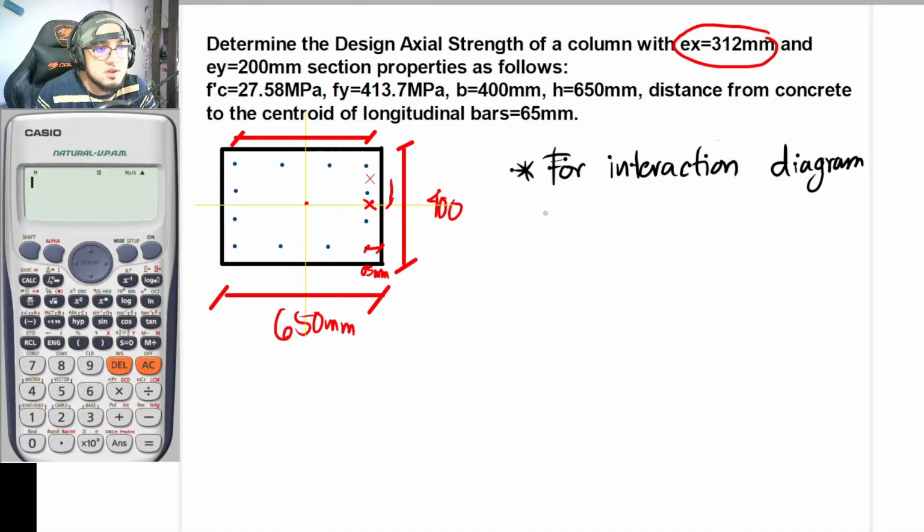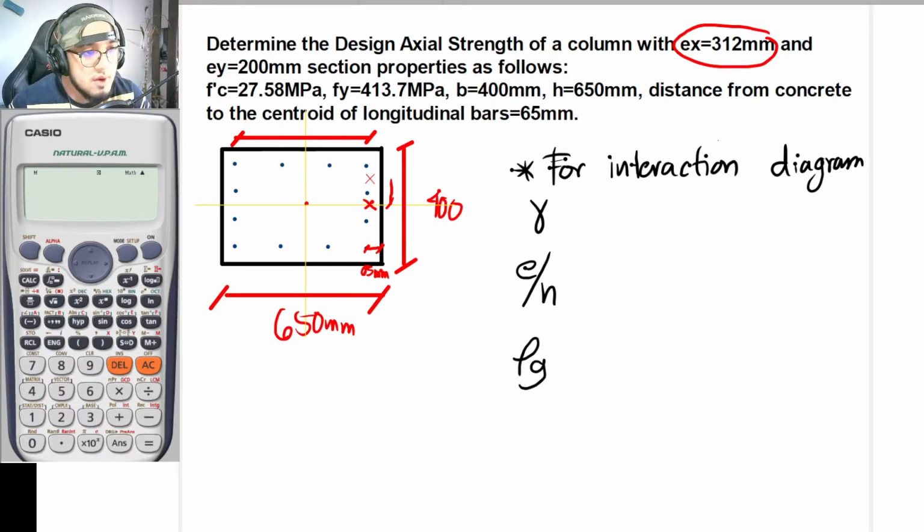So we must solve for our gamma. We must also solve for our E divided by H. And we must solve for our rho G, or the steel ratio of the gross area. So, yan tatlong yan lang naman yung kailangan natin malaman para makapag-interaction diagram tayo. Okay, so for our gamma, erase ko muna itong tatlo.